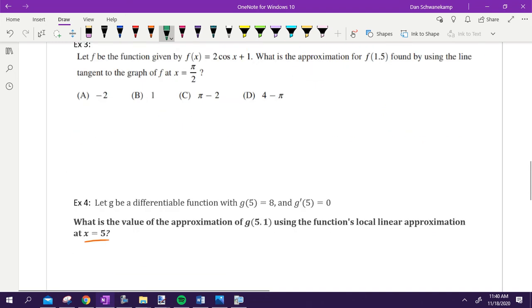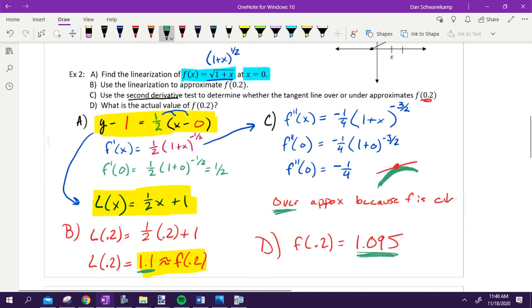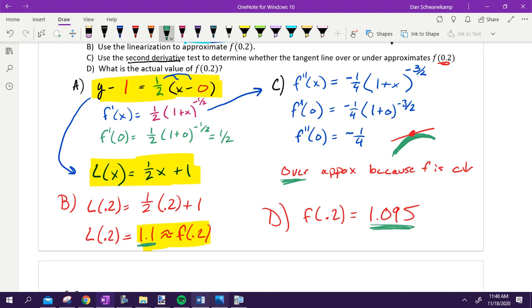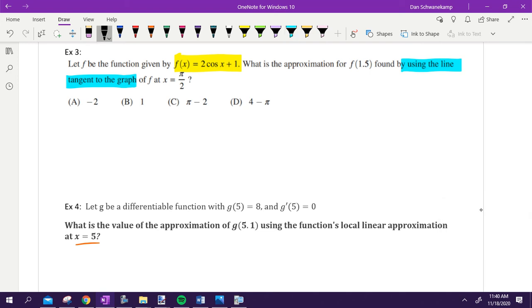Let's go to the third one. Example 3. Okay, multiple choice. So same idea. Don't let a multiple choice question be weird to you. Let f be the function given by this thing right here. What is the approximation found by using the line tangent to the graph? As soon as you read that, you know what you're doing. Line tangent to the graph.